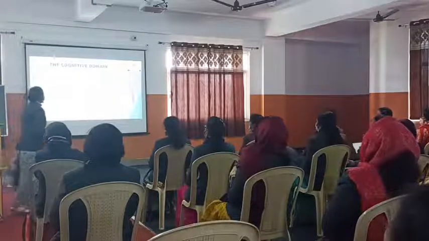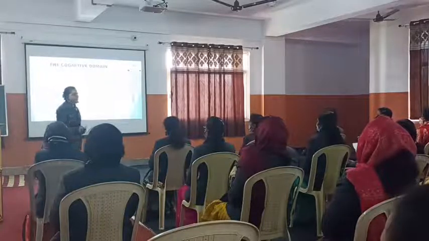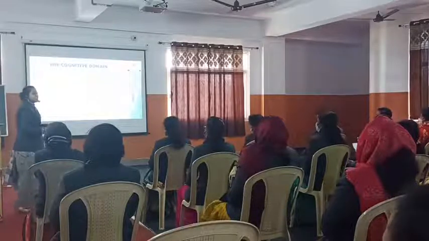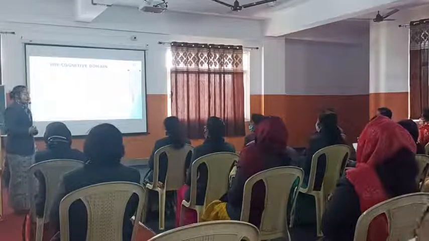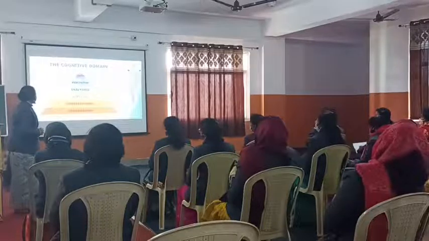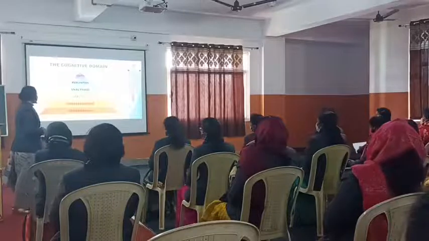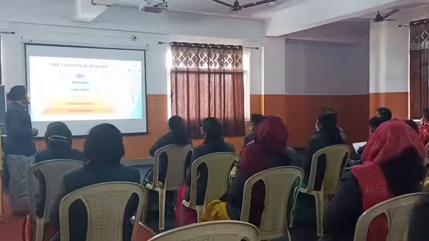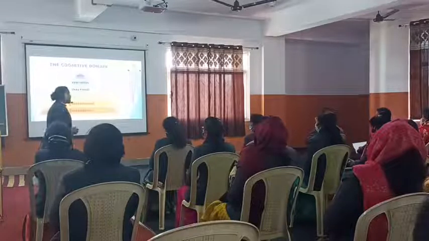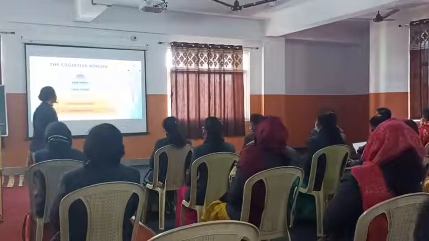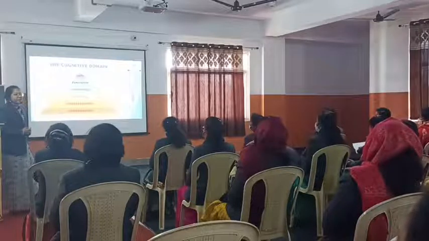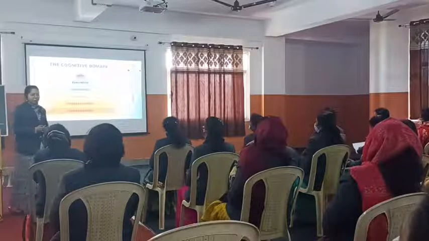Now let's see the cognitive domain. As we know, it is a knowledge-based domain, and this domain is divided into 6 levels. So these are the levels. First one is remembering, understanding, applying, analyzing, evaluating, and creating. And these are given in the form of a pyramid and organized in a hierarchical order.